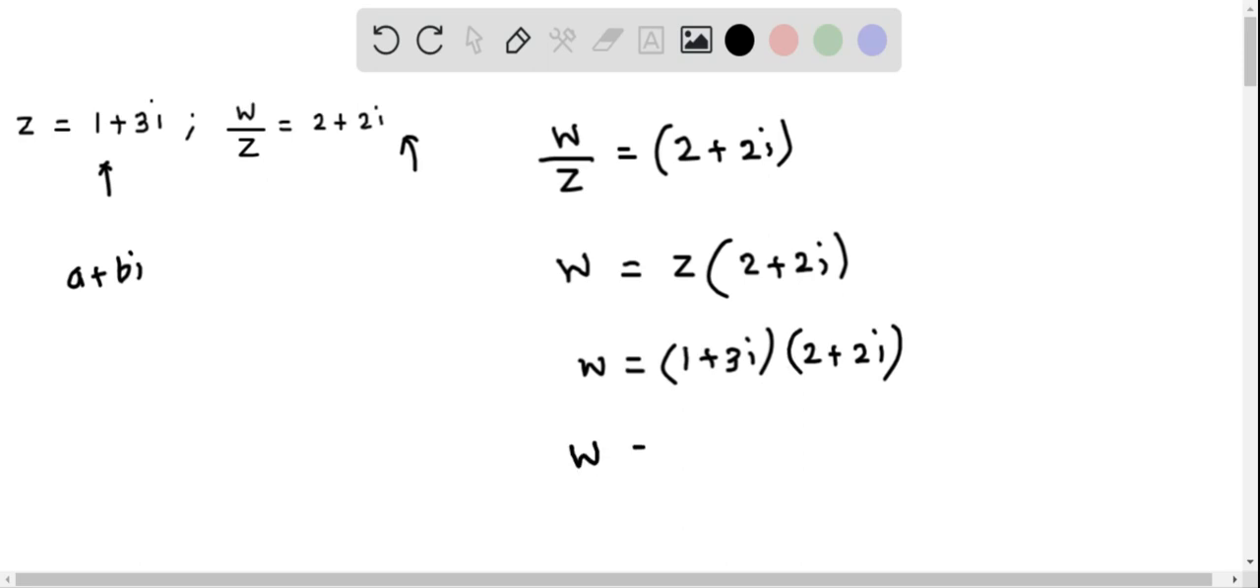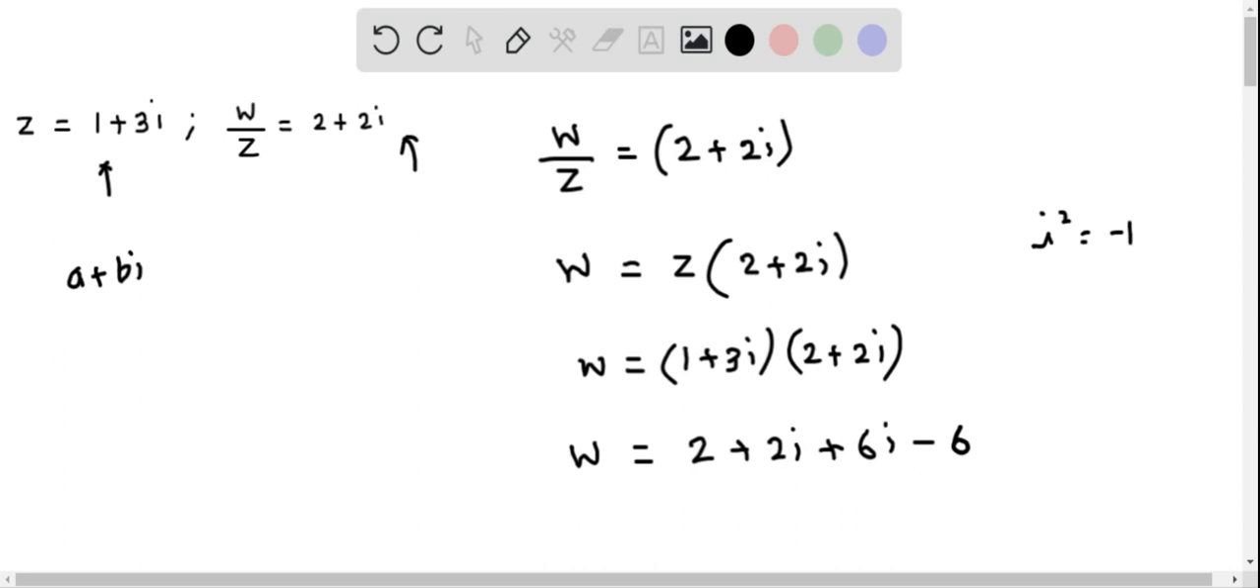Let's do that. So I'm going to multiply the terms: 1 times 2 is 2, and then 1 times 2i is 2i, then 3i times 2 is 6i, and finally we have the last terms, that is 3i times 2i is 6i squared. We know the value of i squared equals negative 1. So I can replace i squared with negative 1. So therefore this becomes negative 6.